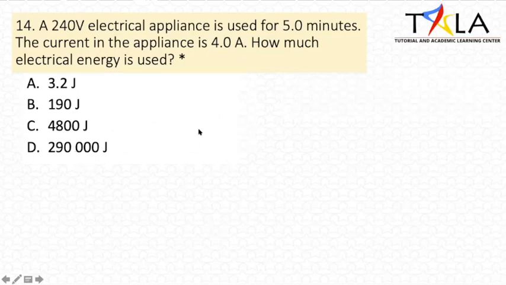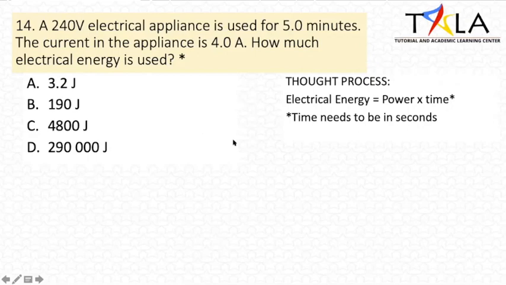Number 14, this is involving electrical energy naman. So their question reads, a 240-volt electrical appliance is used for 5 minutes. The current in the appliance is 4 amperes. How much electrical energy is used? All right. Thought process, of course. We should know how to calculate for the electrical energy. Kasi yun nga yung hinahanap natin, di ba?